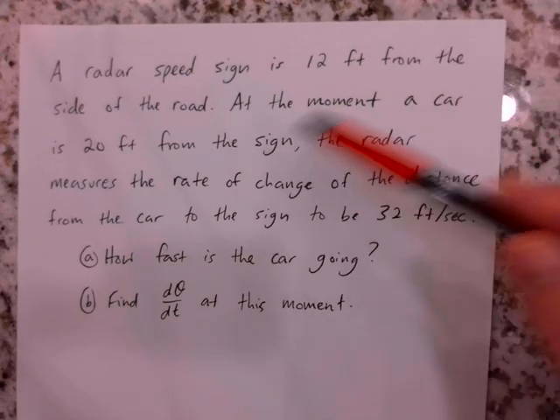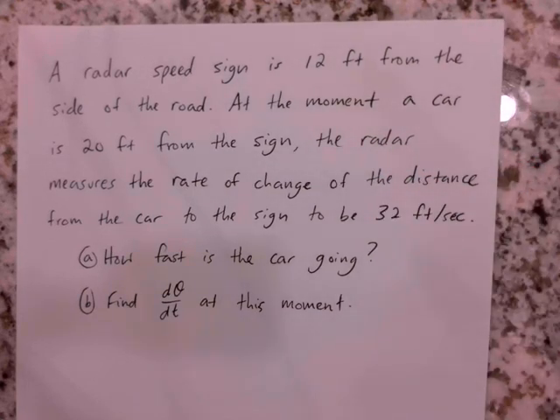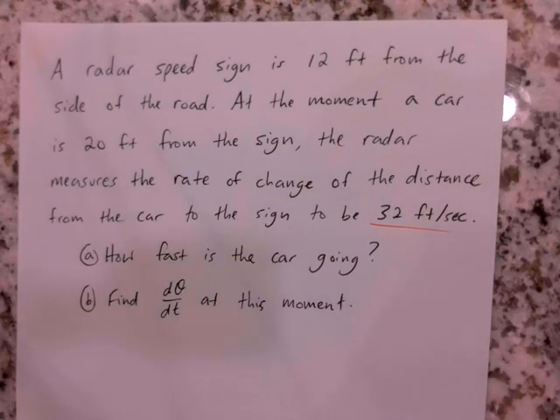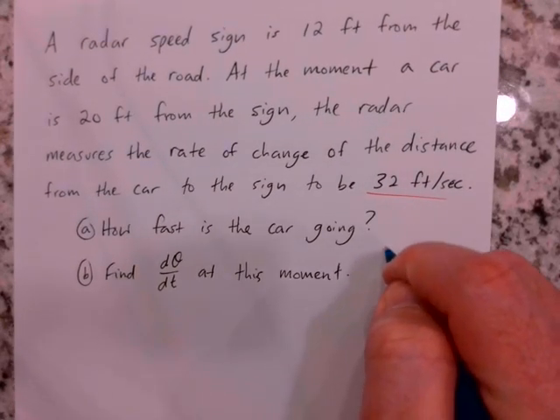The moment a car is 20 feet from the sign, so the distance from the sign to the car, the radar detects how fast that distance is changing. And our goal for part A is to figure out how fast the car is going. So for this one, we'll first draw a picture. Most of these questions are geometric, so a picture will be useful.